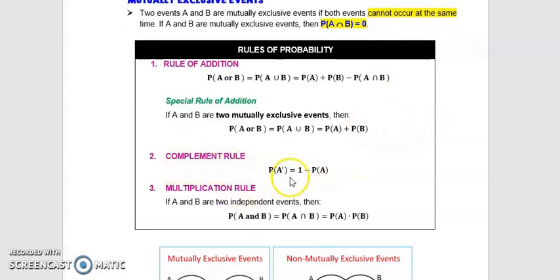So the second one is the complement rule. This one I already explained before. The probability of A prime will be equal to 1 minus the probability of A.